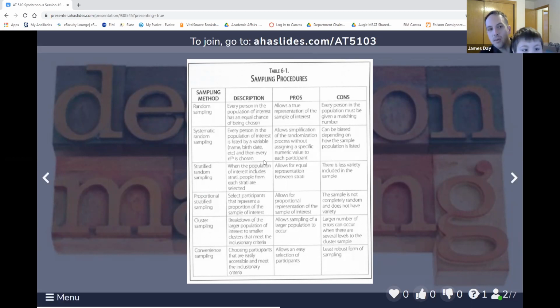So this is about recruitment. Allocation is about then assigning groups. So that's the difference.